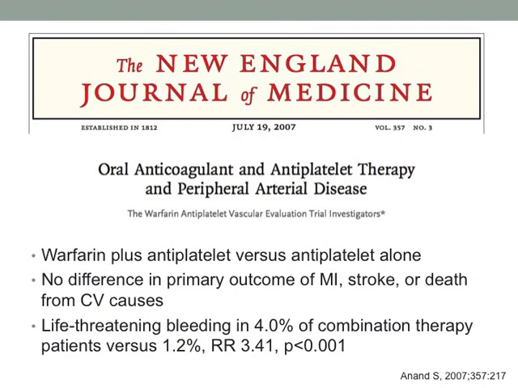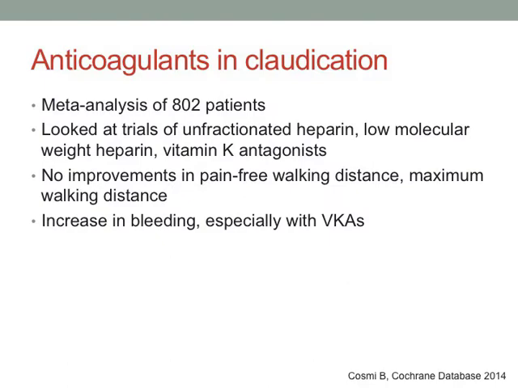And then the WAVE trial came along and really put the nail in the coffin of anticoagulation for PAD. So there were no differences in primary outcome of MI, stroke, or cardiovascular death, and increases in life-threatening bleeding. And so when the guidelines updates were issued, again, there was a recommendation against anticoagulation in PAD to prevent events.